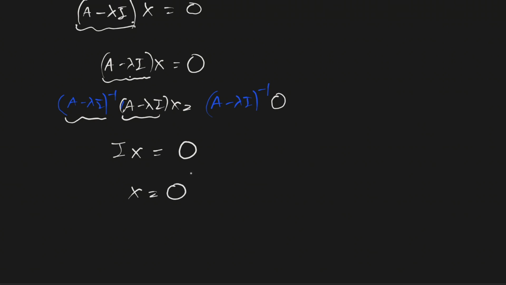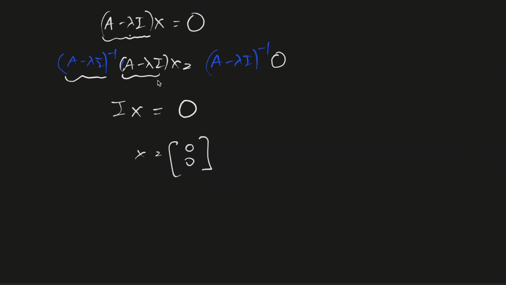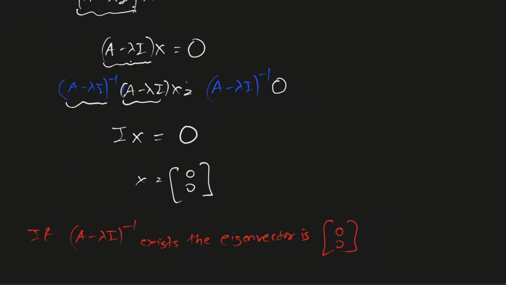So this means if the inverse of A minus lambda I exists, the value of the eigenvector is 0, or basically in matrix form, with the two components, 0, 0. I'll just summarize this here. If (A minus lambda I) inverse exists, the eigenvector is the null vector, basically 0, 0. So for the existence of a non-zero value of the eigenvector, the procedure which we did to isolate x, or to make x the subject, shouldn't work.